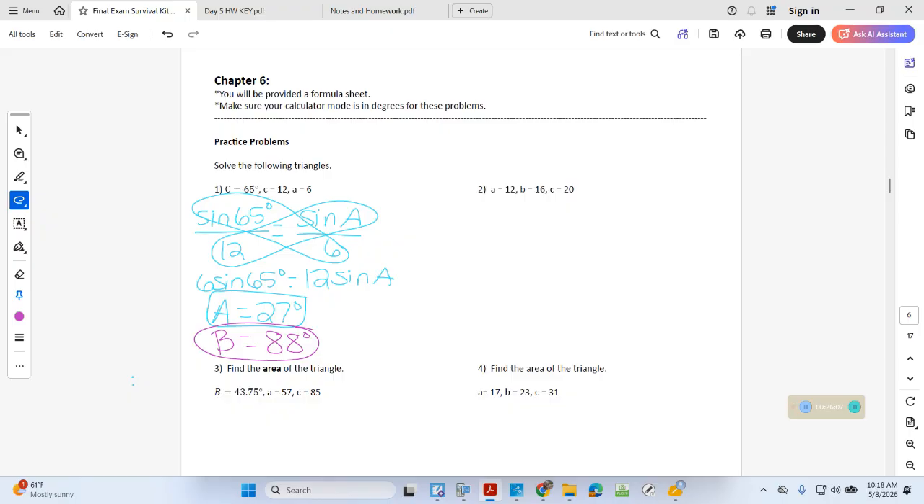Notice I don't have any work for that. What is the one thing I'm missing? Side B. So really what I'm going to do is set up the same original fraction. I'm going to start with sine 65 over 12. I've got my sine of 88, angle B over little b. You can do the cross products and solve it. You guys are great at that. That was never a problem. You get 13.2.